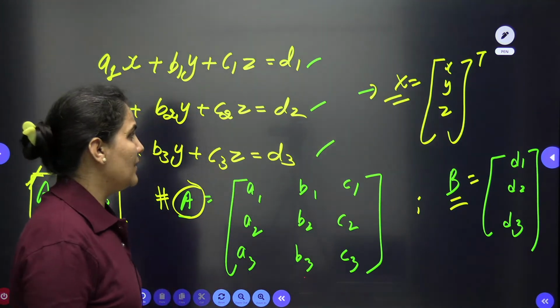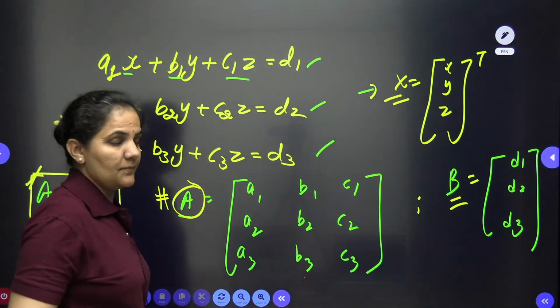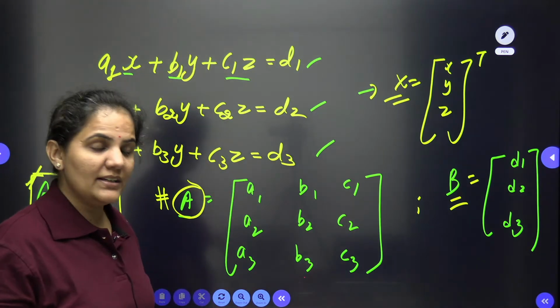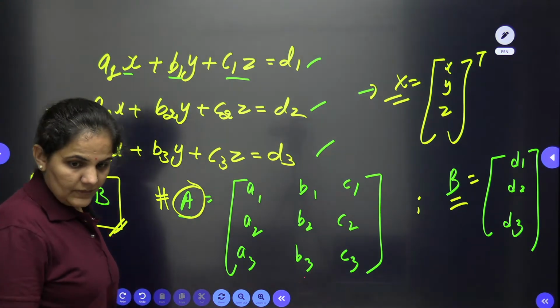No. X matrix, the transpose, because XYZ will be like this only. XYZ will be a row matrix. I just write down here a column matrix, that's why. Okay. Now look at here.